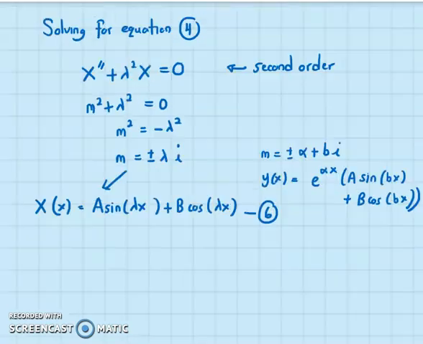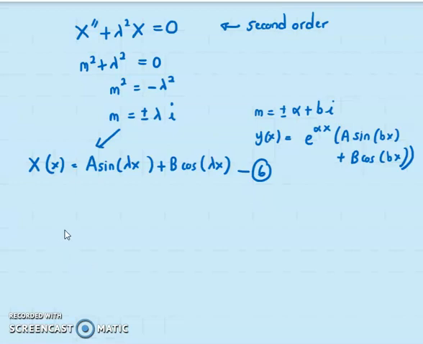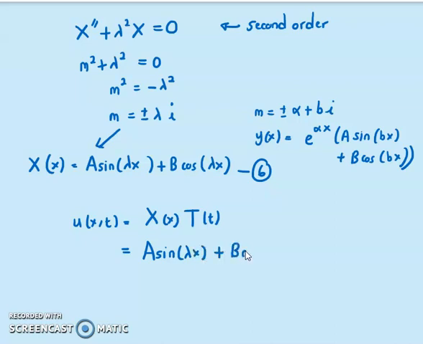Okay, so what we know is that we are given u(x,t) equals, earlier on we have defined this. So this gives me a sine lambda x plus b cos lambda x, with my T, my equation number 5, which is e to the negative lambda squared alpha squared t. You don't have to define another variable there like a or b because you already have a constant. Okay, so this is my u(x,t) using separation of variables.